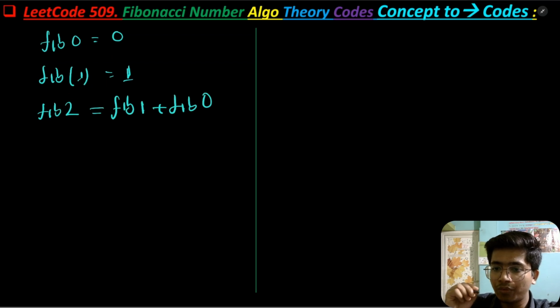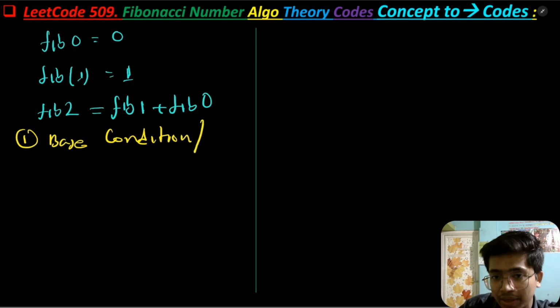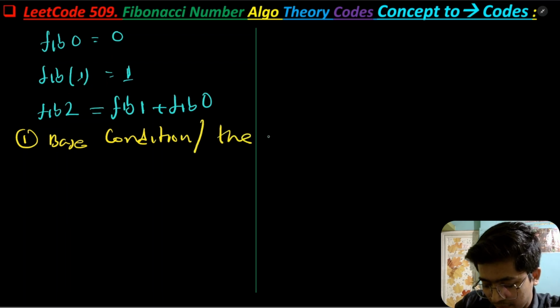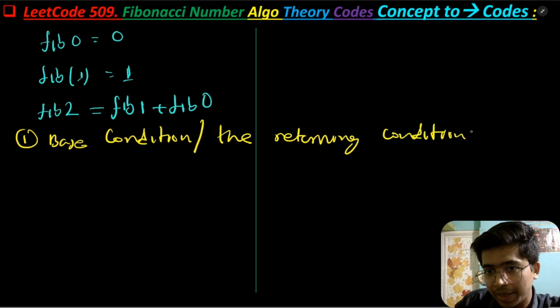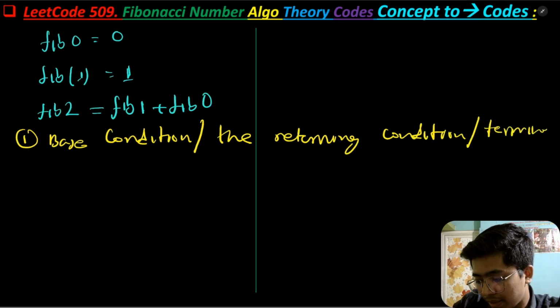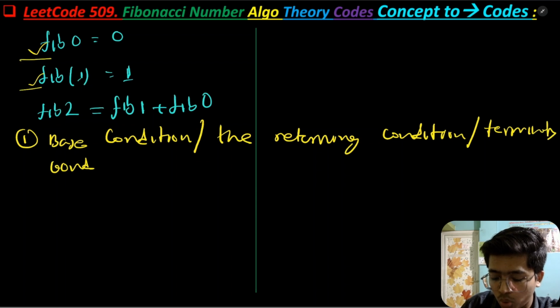So whenever we write Fibonacci-type code, we first have to write the base condition. The base condition means the returning condition, or we can say the terminating condition, where our loop will terminate. Here the base condition is only when we get Fibonacci of 0 or Fibonacci of 1. These are the base values, which will not change; they are fixed. So that is your base condition.